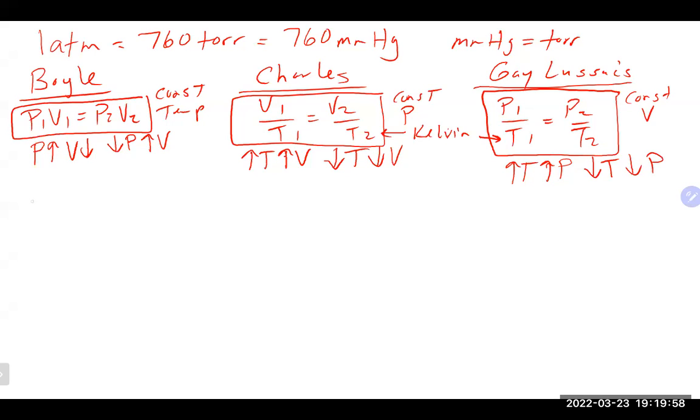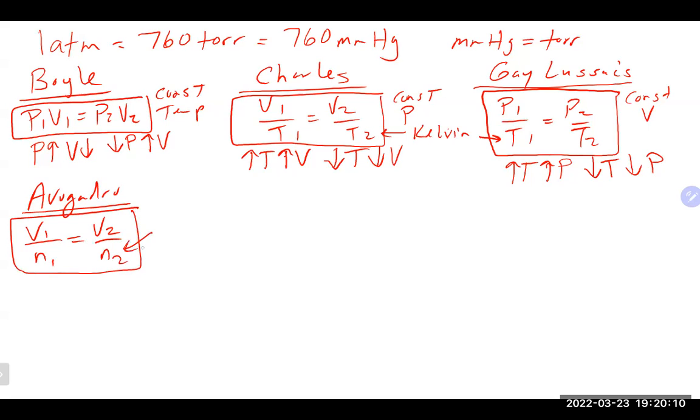We also then talked about our good friend Avogadro. He had that number. He had a gas law, which is V1 N1 is equal to V2 N2. N is the number of moles, which is what we think about in terms of Avogadro. This is under two different conditions: constant temperature and pressure. So at constant temperature and pressure, that's where Avogadro's law comes into play.